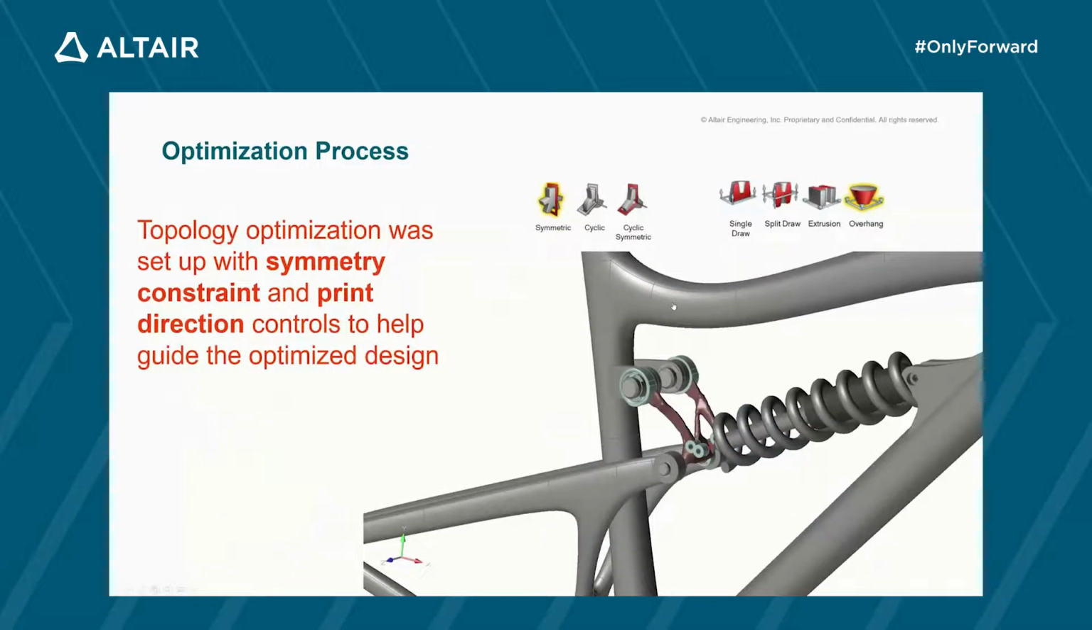At this stage, we can also do our manufacturing constraints with symmetry, and you'll notice here we've also done our print direction constraint. This helps inform the solver or the optimization which direction or where we can place material, and also any symmetry within the component.